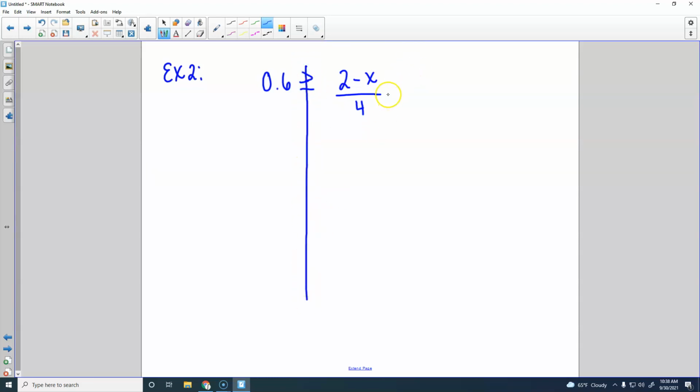Okay, so we got to get rid of the 4. To do that, we multiply by 4, which just cancels the 4 on the right hand side. And over here, we're going to multiply by 4. To multiply decimals, we just multiply 4 times 6. It gives us 24. But then I had 1 decimal here, so I got to put 1 decimal in my answer. So I got 2.4 greater than or equal to 2 minus x.